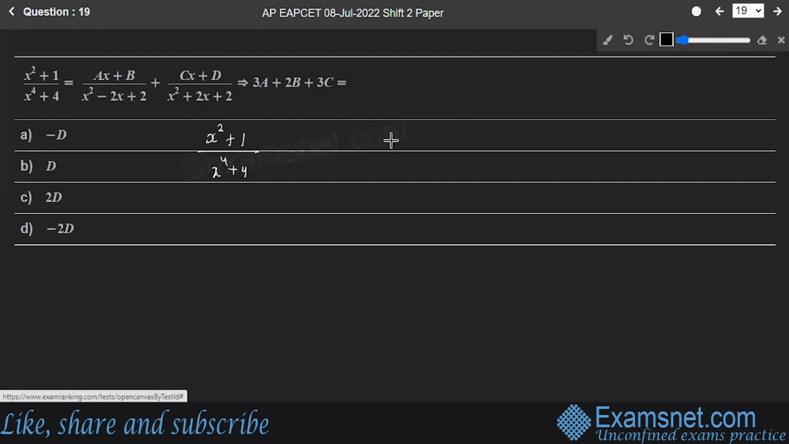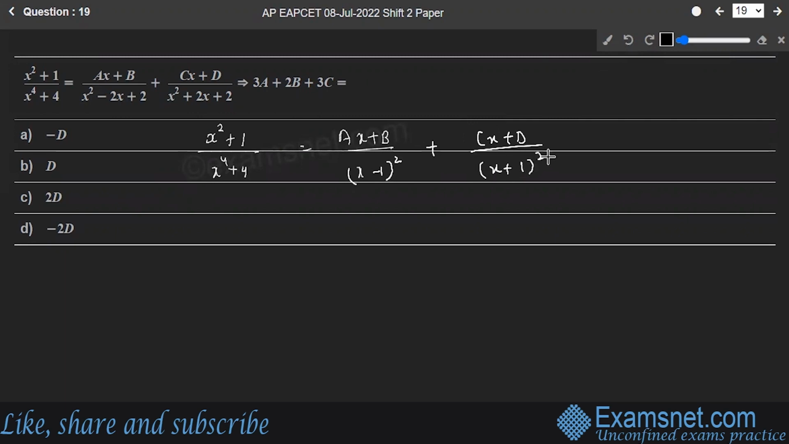Let's write it here only. This is (Ax + B)/x² — this can be written as (x − 1)² — plus (Cx + D), and this can be written as (x + 1)², right? So I'll write the LHS as such: (x² + 1)/(x⁴ + 4) is equal to, let's do the cross multiplication.